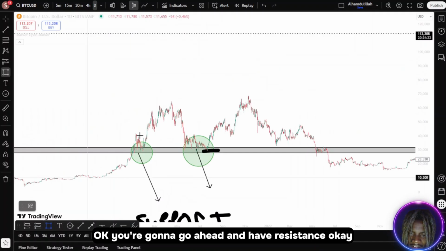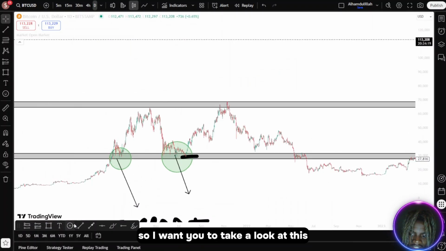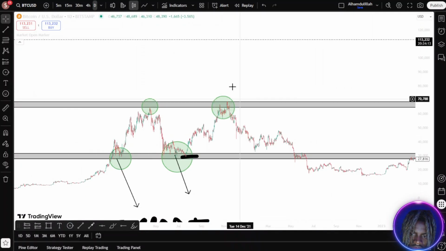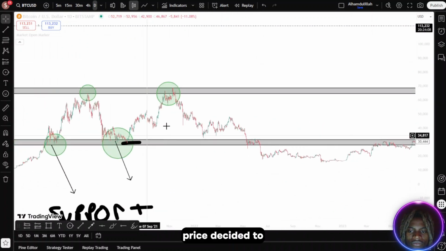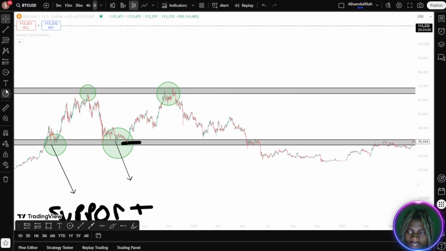And talking about the opposite end of support, you're going to have resistance. So I want you to take a look at this. Look at this area here, and look at this area here. As you can see, price decided to bounce up from this area of support.